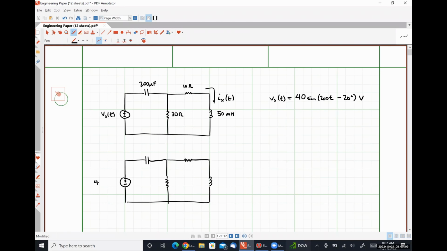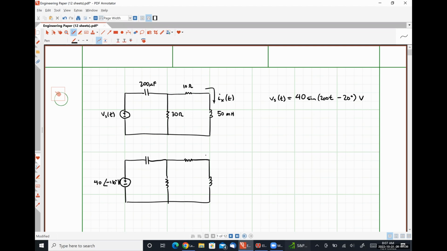So 40 in magnitude, I agree with that. What about the phase angle? Negative 110 degrees, because we need to convert it from sine to cosine first, which involves subtracting 90 degrees from the phase angle. Negative 20 minus 90 is negative 110 degrees volts. All right.